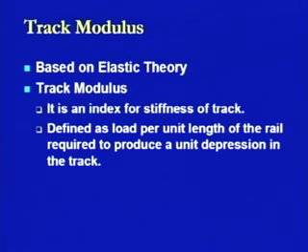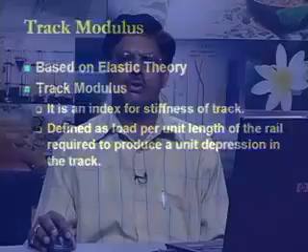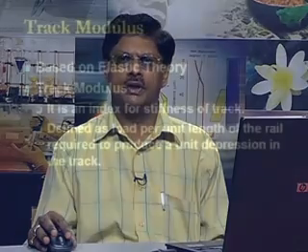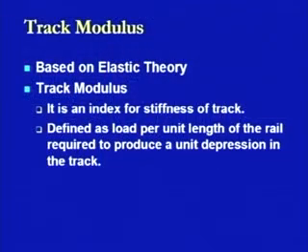Because of this phenomenon, where we are talking about the depressions or deformations which have been caused in any track and which are removed on the removal of the load from the track, we are using the elastic theory. In this elastic theory, the track modulus is defined as the load per unit length of the rail required to produce a unit depression or deflection in the track.